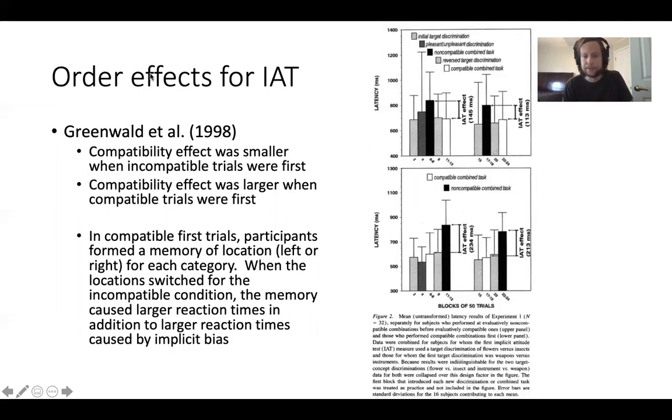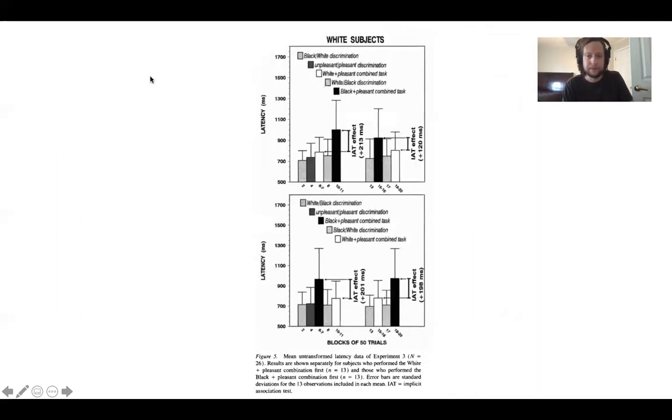1998 paper. This is the paper that was cited 13,000 times, so a very influential paper. I don't believe I showed you this one last time, but it's pretty fascinating, actually, to me at least. This is the same idea, except instead of the implicit association test for flowers and insects, this is the implicit association test for race, that is, white and black faces.